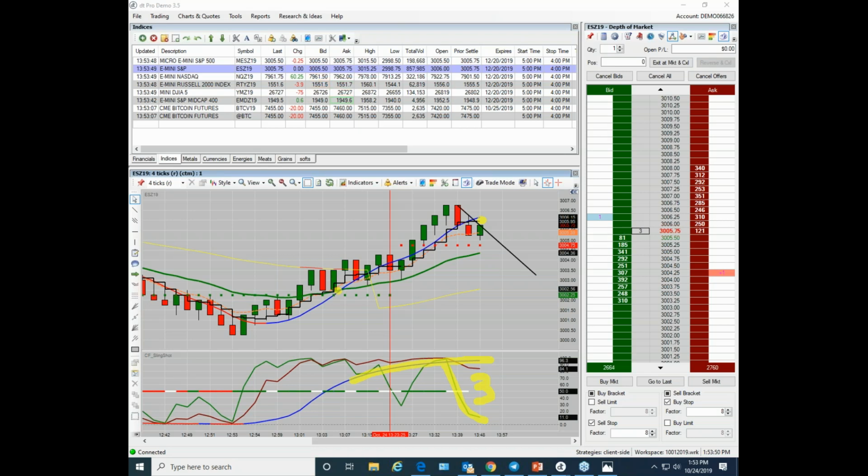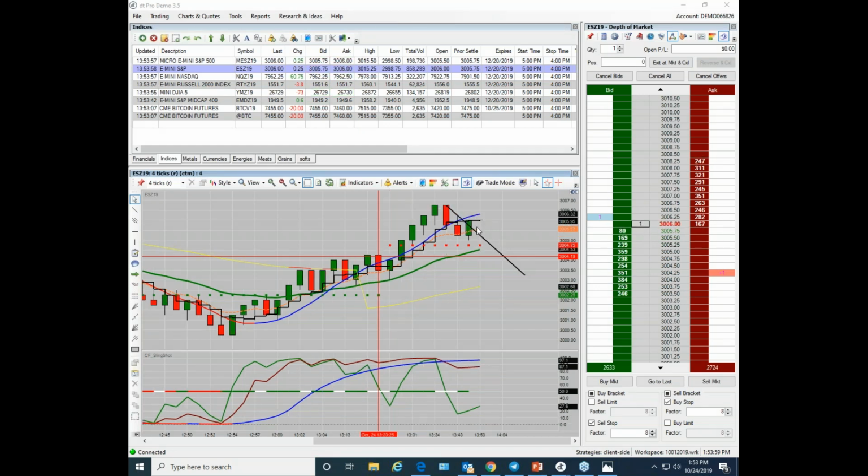So let's see what happens. We broke dynamic resistance here. So we broke any kind of resistance. That's the up close. All right, so it's time to get in there.